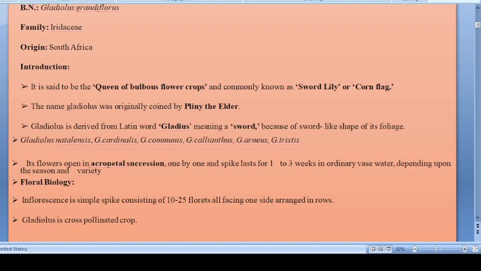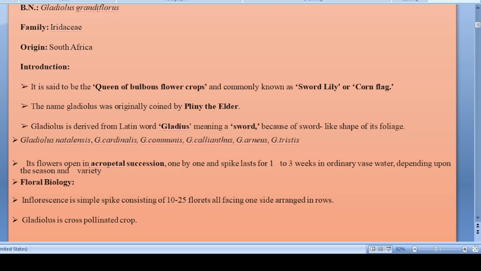It is scientifically called Gladiolus grandiflorus. It belongs to the family Iridaceae. Normally they will ask this question, what family Gladiolus belongs to, or the origin. Sometimes previously they have asked even the origin and also the family. Iridaceae is the family of Gladiolus and it originated from South Africa.